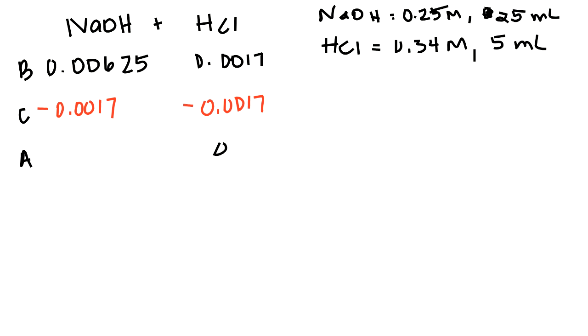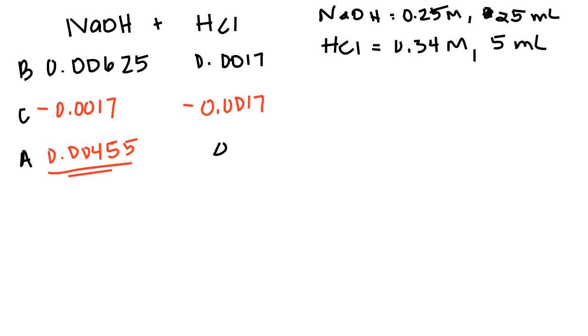So we take 0.00625 minus 0.0017, and we get 0.00455. But we're not done yet, because the question asked for the new pH. Well, now we have our moles of base, right?